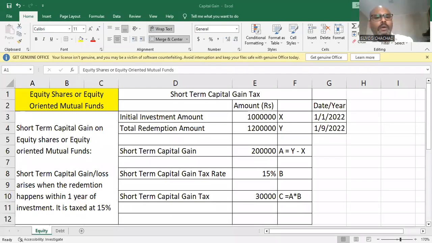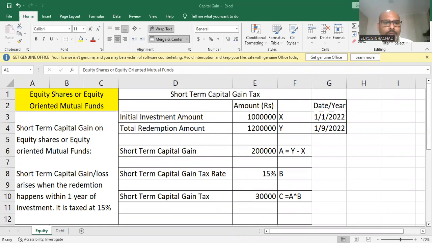हेलो एवरीवन। आज के वीडियो में देखेंगे हाउ टू कैलकुलेट शॉर्ट टर्म कैपिटल गेन टैक्स ऑन इक्विटी शेयर्स और इक्विटी ओरिएंटेड म्यूचुअल फंड्स, also on debt instruments like bonds, debentures and debt oriented balance fund or debt oriented mutual funds basically. ठीक है, so let's start with the short term capital gain tax on equity shares.